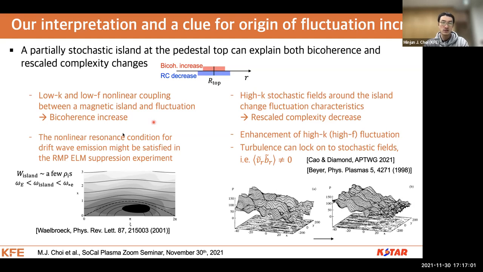Yeah. So we think that the bicoherence increase is related to the low K island structures. And this rescaled complexity decrease is related to the stochastic field around the island. So I think these two measures are related to the island and the stochastic field around the island respectively, and to the low K and the higher K turbulence relatively.